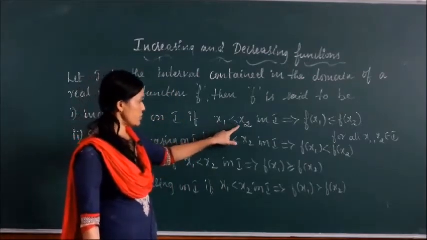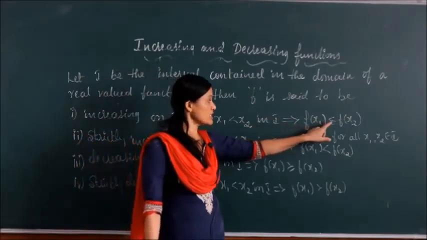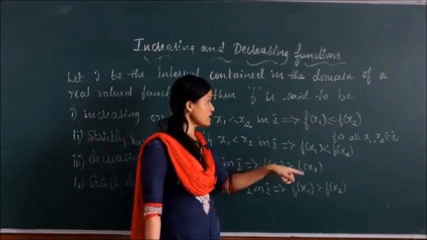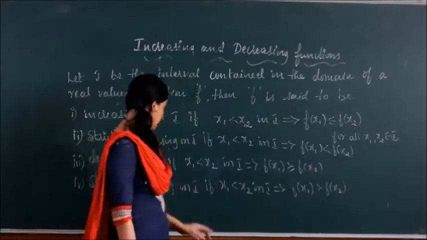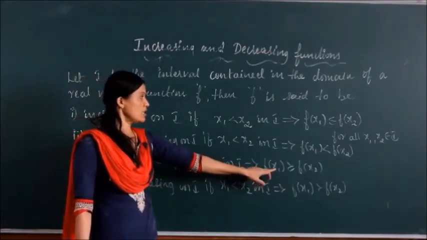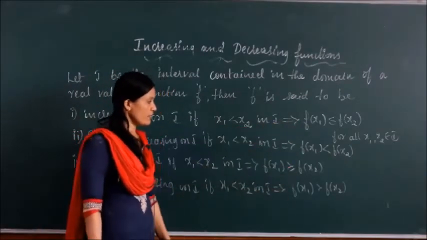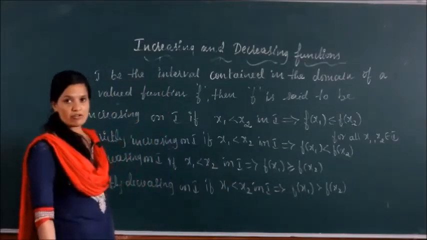So look at the difference between increasing and strictly increasing. Here x1 is less than x2, here also x1 is less than x2, but here f of x1 is less than or equal to f of x2. But in strictly increasing, the condition is f of x1 is less than f of x2. In decreasing, x1 is less than x2, but the condition is just the opposite: f of x1 is greater than or equal to f of x2. Strictly decreasing, f of x1 is greater than f of x2.